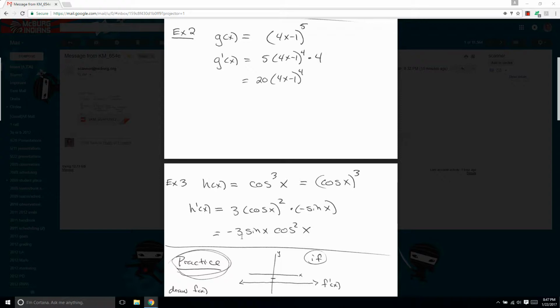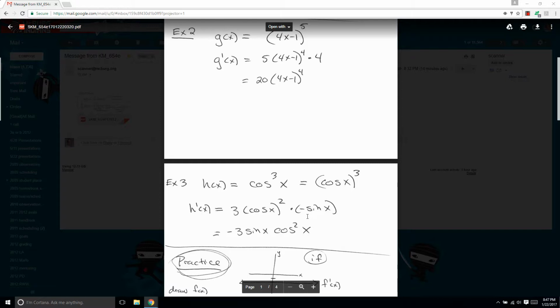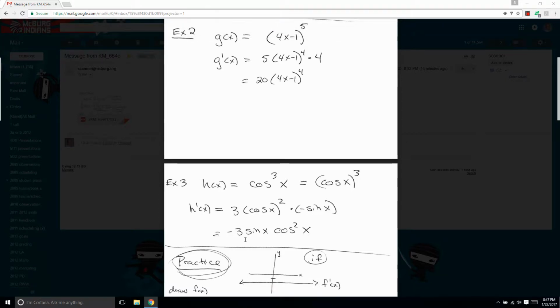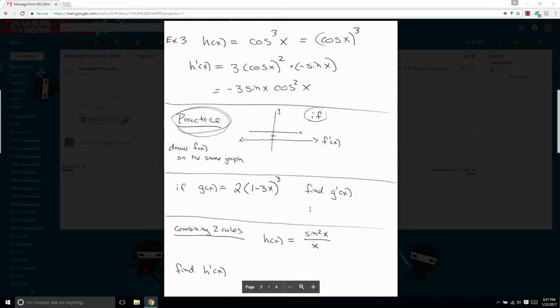So if we clean it up a little bit, the end result is 3, and we're going to go ahead and drop the negative in this sine x out front, so negative 3 sine x. And then again, if we want to go back to the original notation, quantity of cosine x squared is just cosine squared x. This is how it's notated. All right, here are a few practice problems.